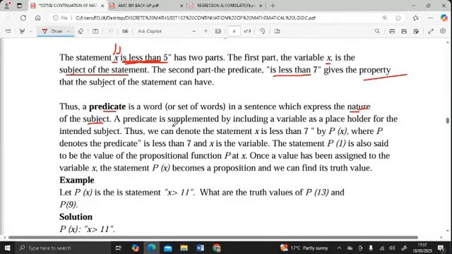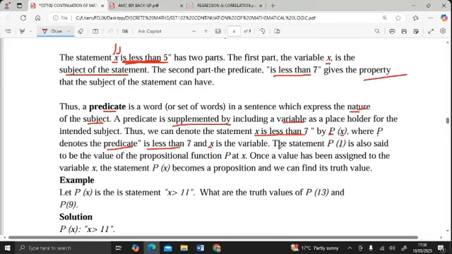And a predicate actually allocates or gives the property that the subject of the statement must have or may have. So therefore, we say that a predicate is a word or a set of words in a sentence which express the nature of the subject. And of course, when you're talking about this nature, basically we're talking about the property. And we say that a predicate is supplemented by including a variable. We must include a variable like X, like Y, and so on, as a placeholder for the intended subject.